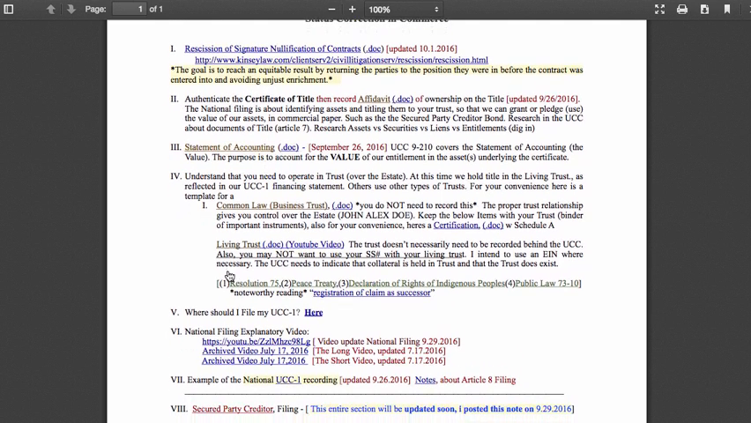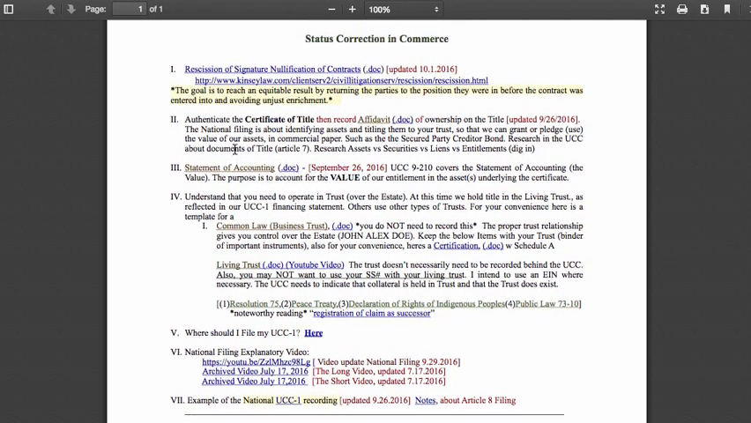But I did want to give you some oversight of why this is here, because I want to have this rescission document recorded in the county shortly before I begin to do these higher forms of correcting the status. Okay. Right. So let's leave that.